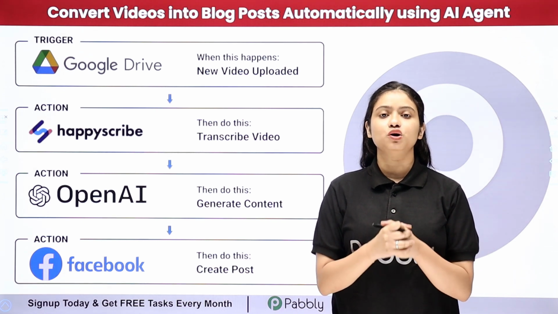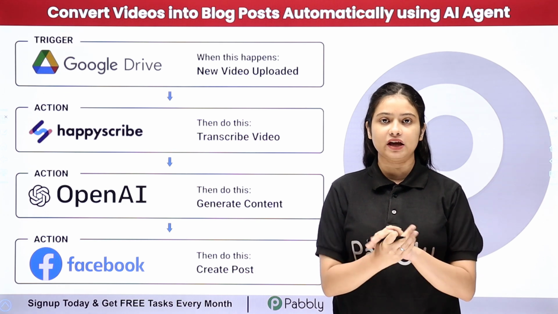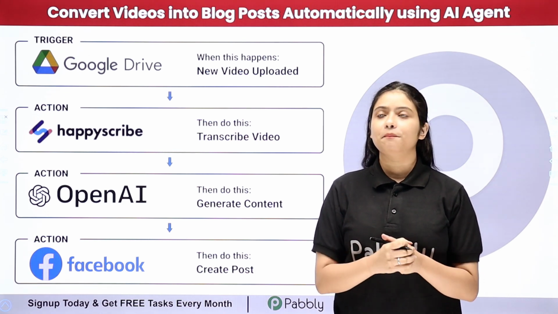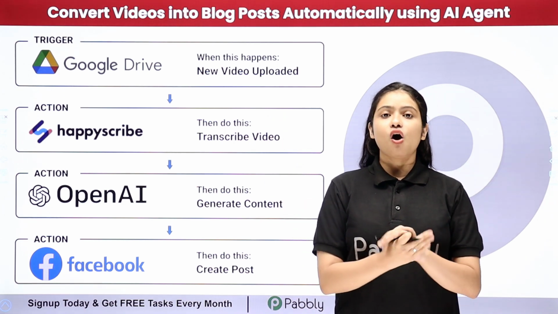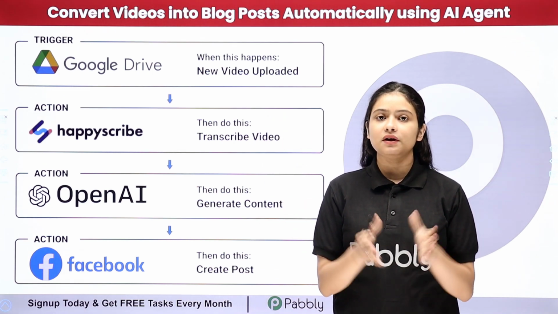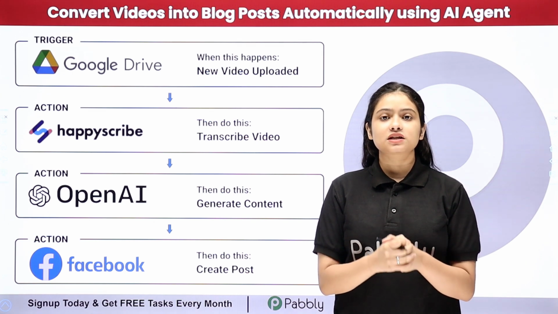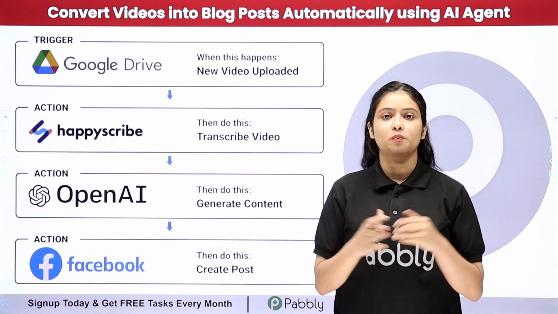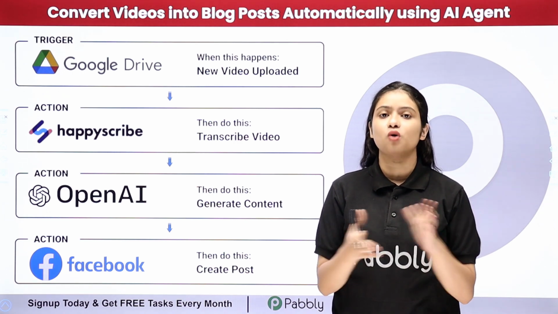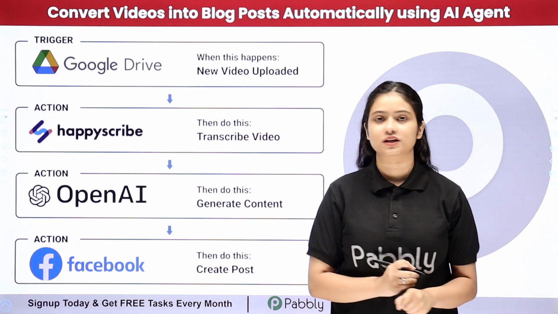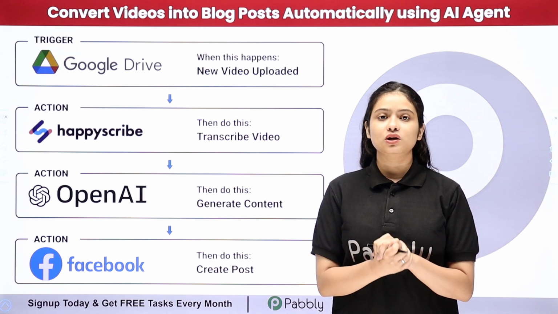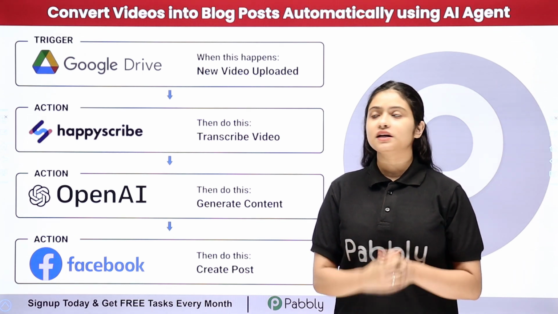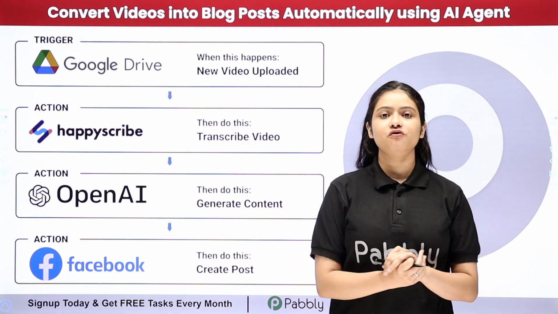Therefore, I have decided to automate this entire task with the help of my AI agent and Pabbly Connect. Now, every time a new video is uploaded in my Google Drive folder, it is automatically going to be transcribed with the help of Happy Scribe, and the transcription is then going to be sent automatically to my AI agent, that is OpenAI, which is going to convert it into a blog post and post it directly on my Facebook page. To create this amazing automation, I'm not going to use any coding and programming skills. I will be connecting all these applications with the help of Pabbly Connect.